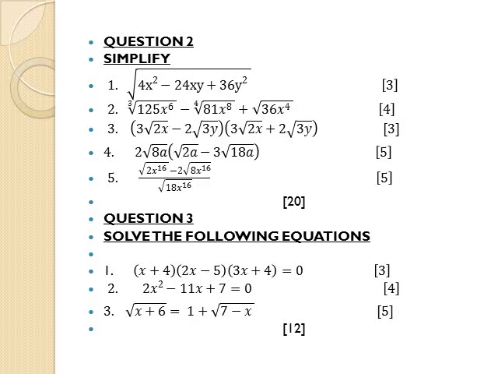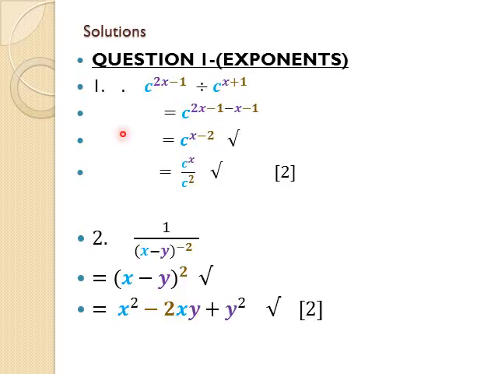Right, I'm now going to do the solutions. If we look at question 1, my base is c, I'm dividing. When I divide, the second law states that I have to subtract the exponents. So that becomes 2x minus 1 minus (x minus 1), multiplying with the negative. From there, 2x minus x gives me x, and minus 1 gives me negative 2. I get 1 mark for that.